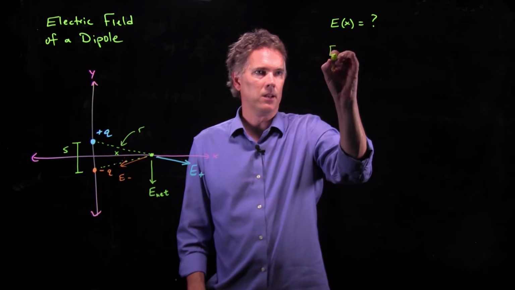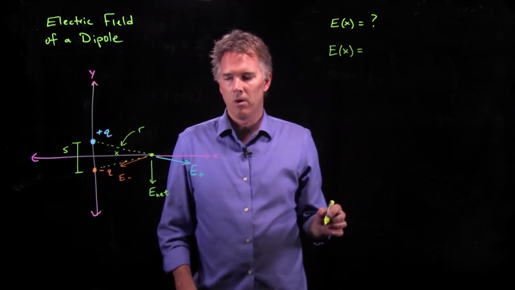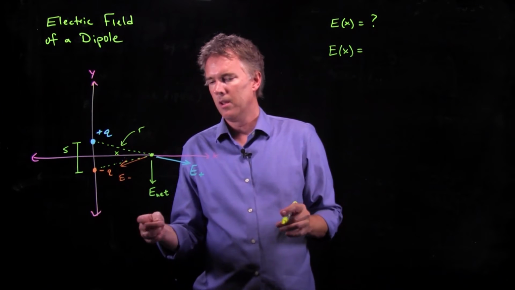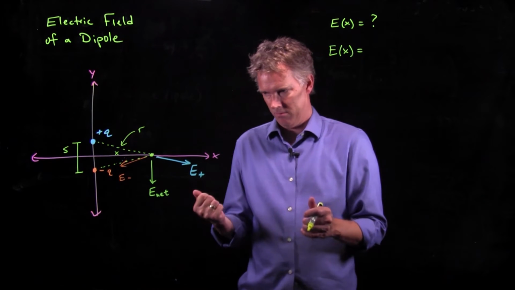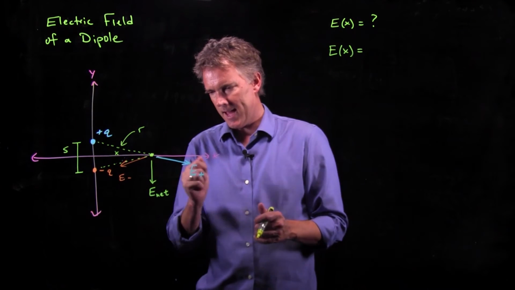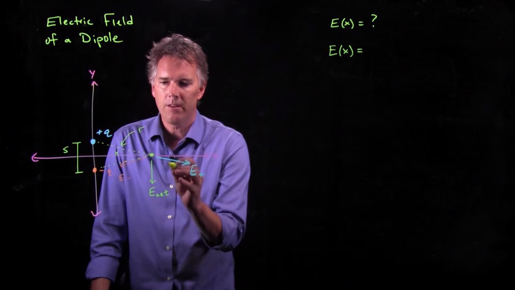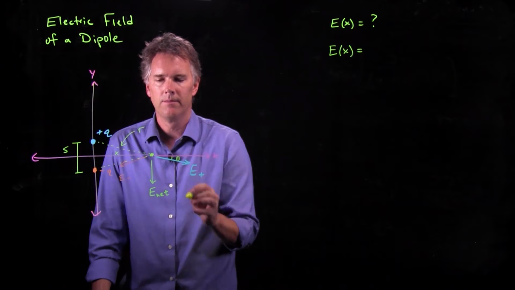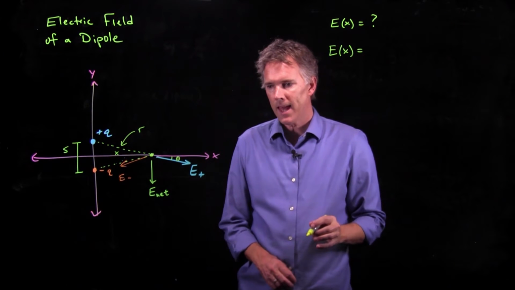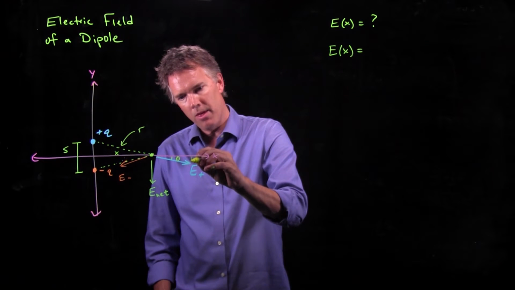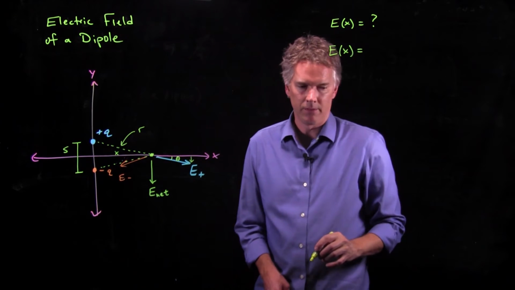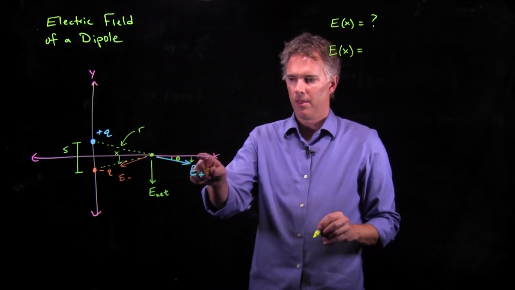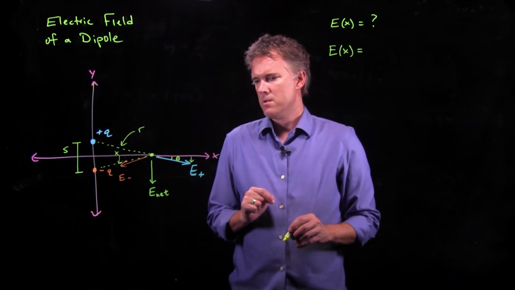And now we can calculate what E of x is. We know it's going to be the E plus contribution plus the E minus contribution, but the horizontal components cancel, the vertical components add, and so we have to figure out this right here. What is this angle theta? Why that angle theta? Because we really want this component of E plus, and we're going to want this component of E minus. That's the important one.